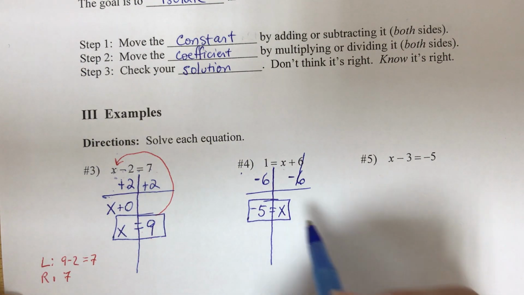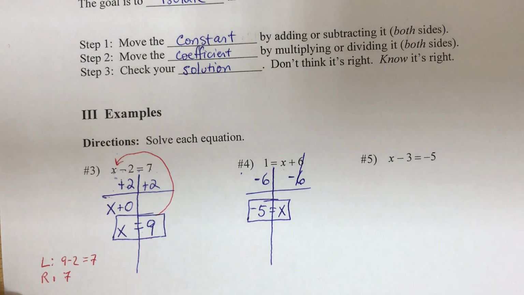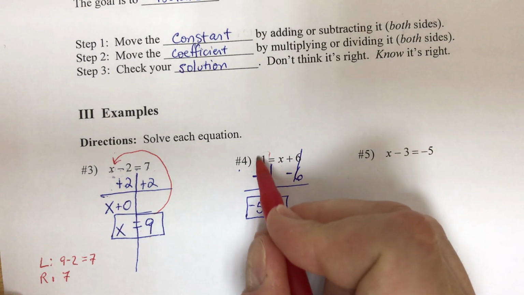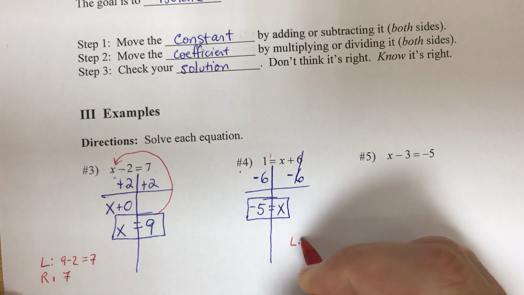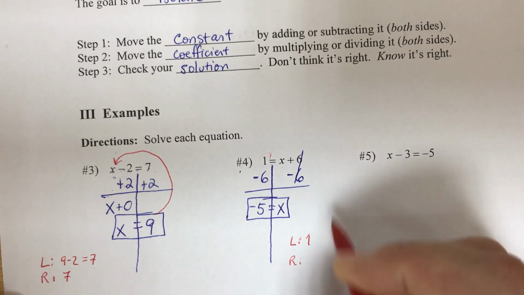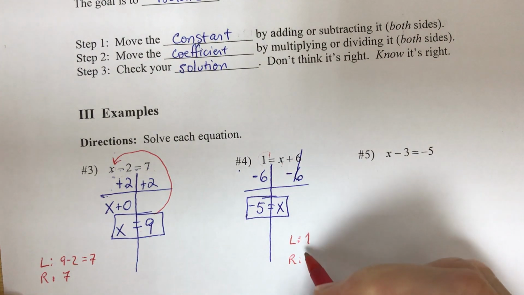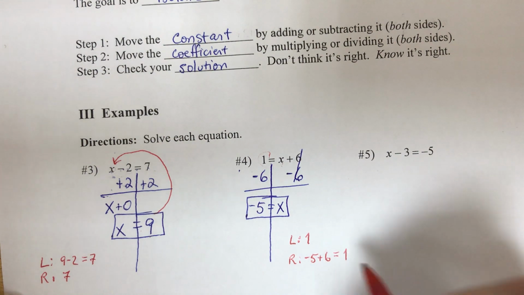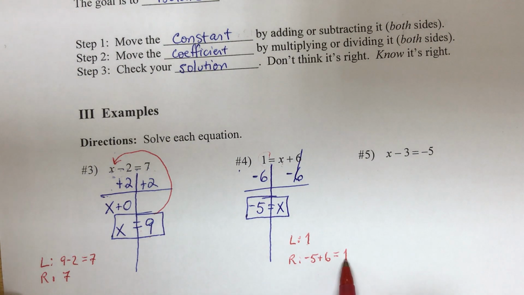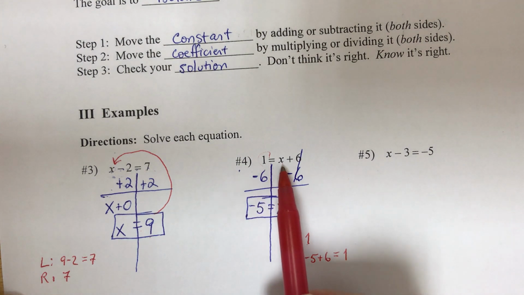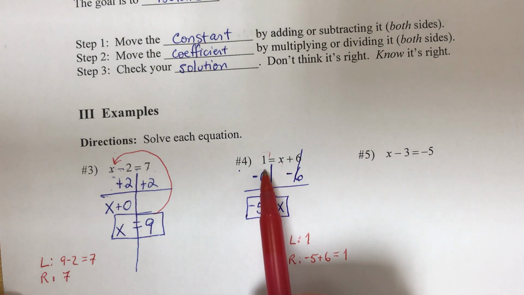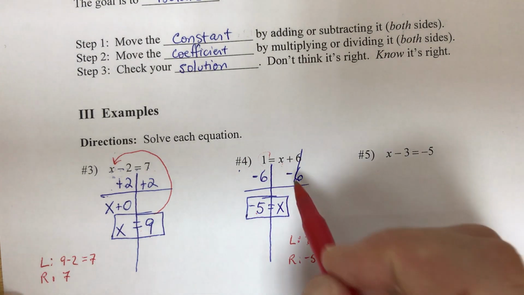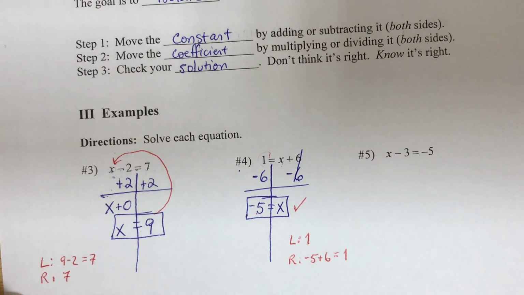Here's the answer. Did we do it correctly? Well, the left value is 1. The right value is x plus 6. So that would be negative 5 plus 6, which also adds up to 1. If the left and the right side have the same value, it's balanced. That means that this is my solution. Check. And I'll check this one too.